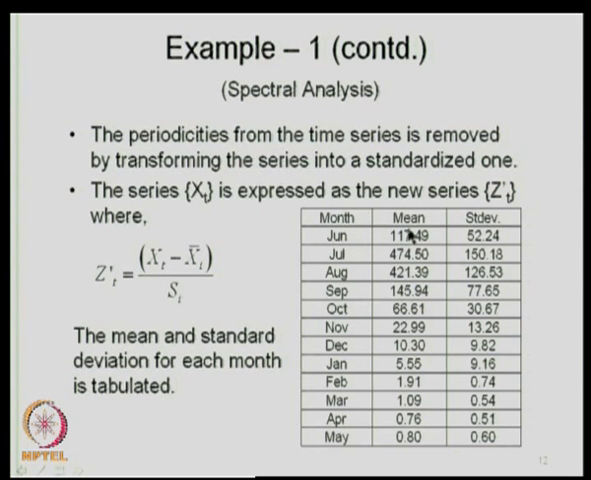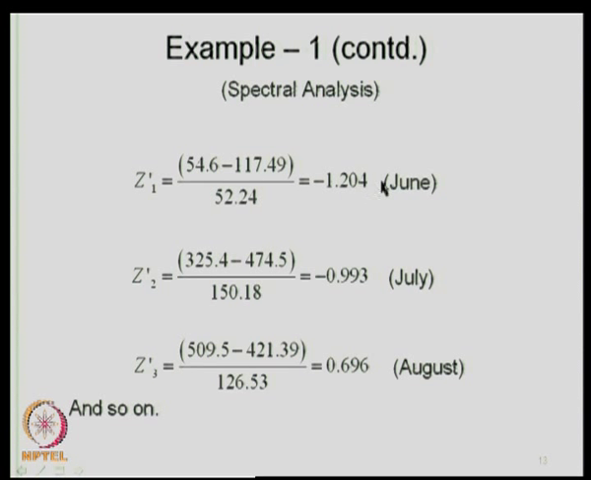For the first value, you deduct the mean of the June month and divide by the standard deviation, 52.24, and so on for this month, June. Similarly, for 2 you take the July month, for 3 the August month, and so on; for 13 again you take the June month, for 14 the July month, and so on. Like this you formulate the z dash series. This is called the standardized series. This is one way of standardizing, where you deduct the mean and divide by the standard deviation.